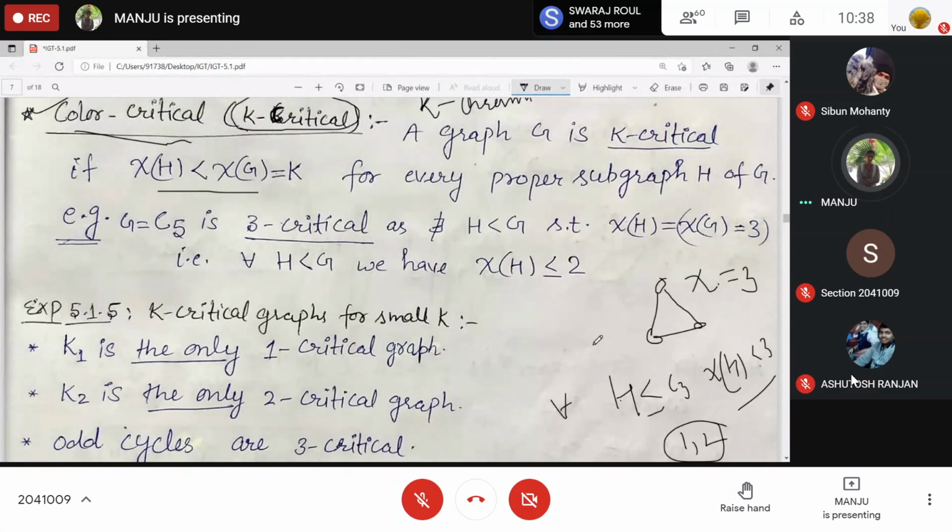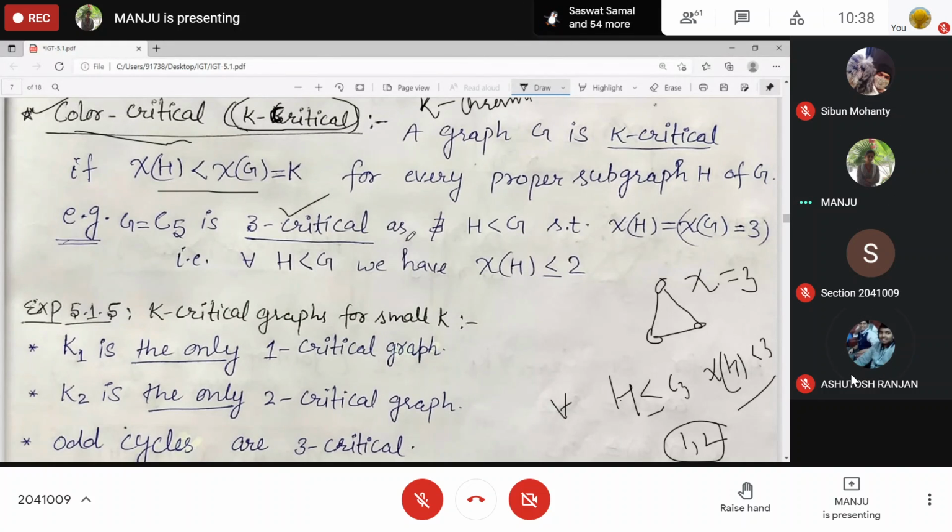2 chromatic, right? And all the graphs are also 2 chromatic. And 1 chromatic if you take only vertices. Okay. So every odd cycle is 3 critical. Can we say it?